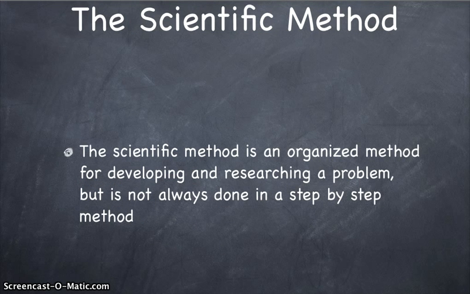Scientists often use what is called the scientific method, which is an organized way for developing and researching a problem. It is not always, however, used for doing science. Science is often done in a much less formal way. For our class, we will study the scientific method in a step-by-step manner.